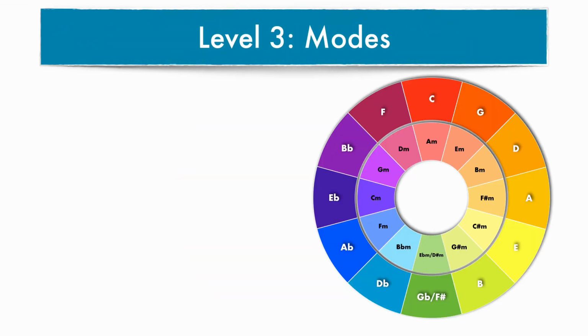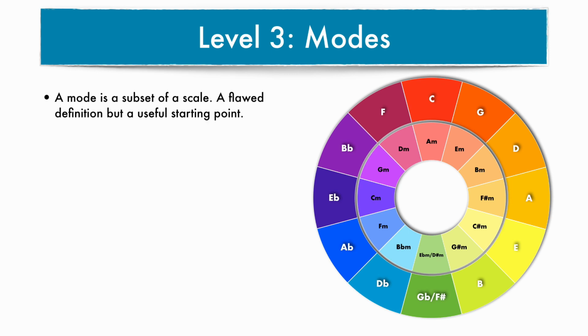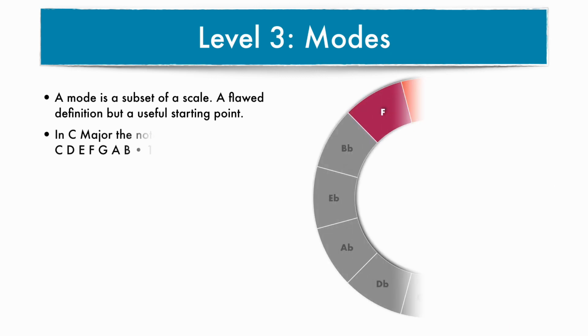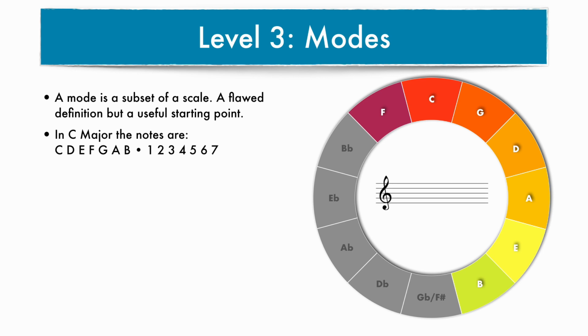Level 3 is modes. A mode is a subset of a scale. This definition isn't without its flaws, but it is a useful starting point if you've never been introduced to modes before. Taking C major as an example, we have the notes C, D, E, F, G, A and B. This is the first mode of C major and is named C Ionian.